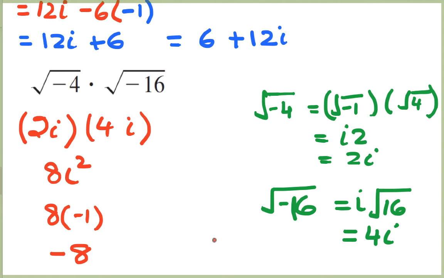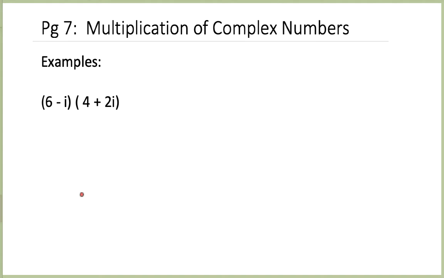Okay, let's do another example on multiplication of complex numbers. Now the first one is two complex numbers multiplied to each other, 6 minus i with 4 plus 2i. Now this goes back to your multiplication of polynomials, if you remember. You can keep one of them fixed and distribute the other. So I'm going to keep 4 plus 2i fixed and distribute 6 minus i to this one.